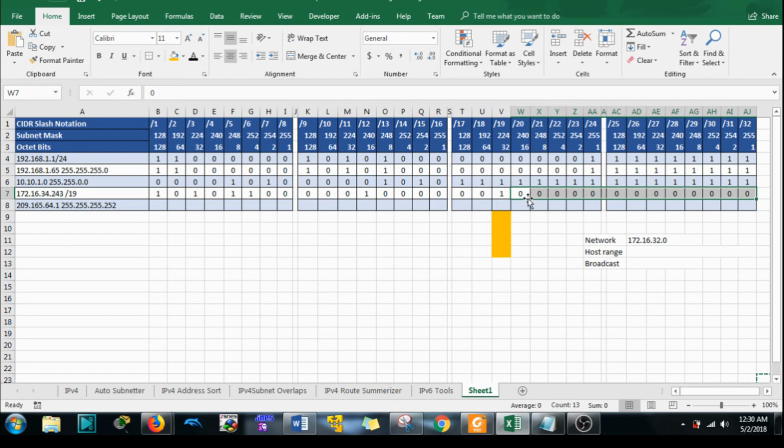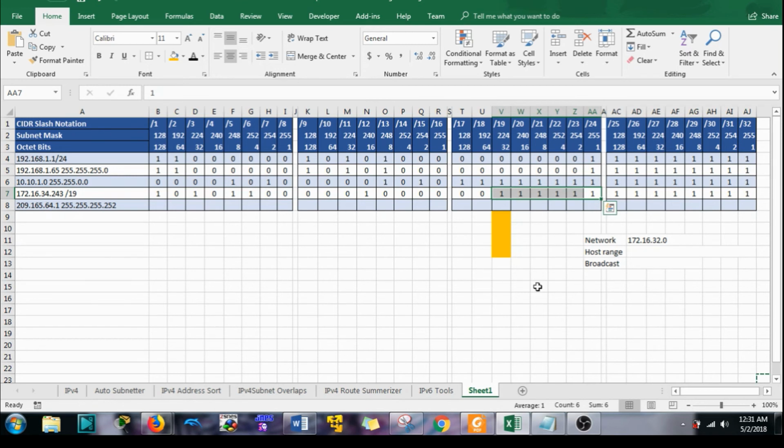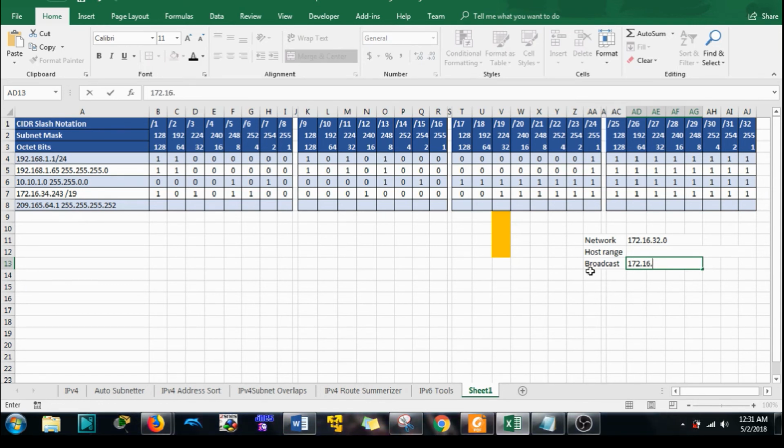Let's find out our broadcast address. Now to do that, of course, we turn these all on to 1s. If we added up all of these, that would be 255. And then if we added up all these, what is that going to equal? Well, I'm going to show you a really easy way to figure that out. Our broadcast address would be 172.16. What would it be?